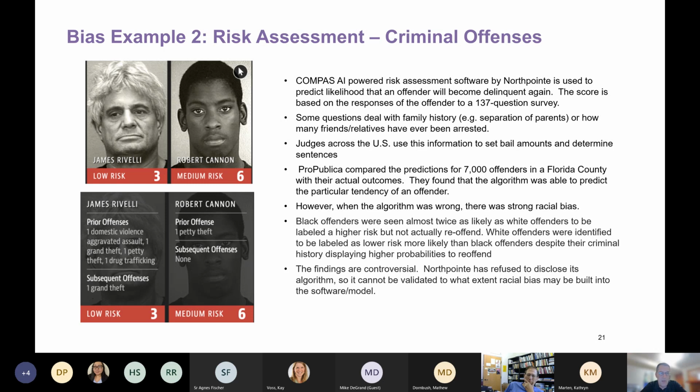And then if you drill into the survey, you could maybe get an idea for why that might be, because some of the questions include, for example, were you raised by a single parent? Did your parents separate, and so forth? And if we have a higher share of that occurrence in certain racial groups, then that's just part of their life reality. That doesn't make them a bad person. And so it has not been possible to really identify exactly which questions are causing this problem, because the company is refusing to disclose how the algorithm works.